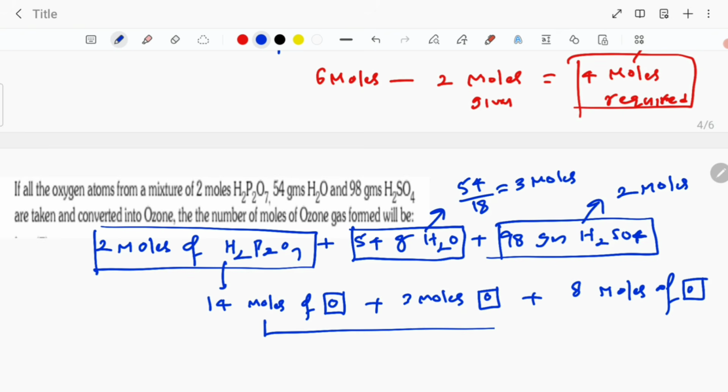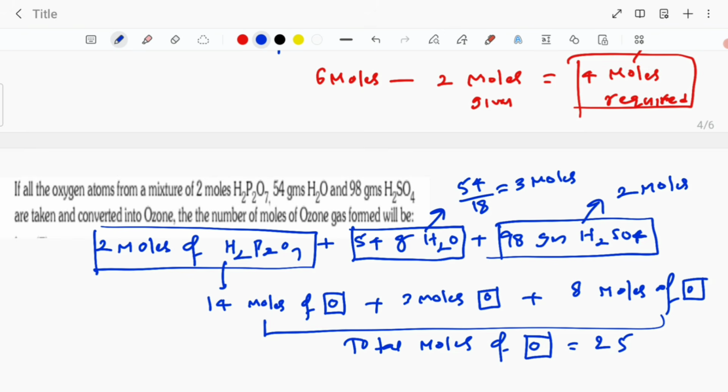So total how many moles do we have? Total moles of oxygen is equal to how many? 25 moles overall. So 25, 21, 25. Here how many moles? 2 moles, right? 2 into 4, 8, okay. So 14 here, 3, and 98 grams of H2SO4. So that is 2 moles. Just a minute, what is the question here?